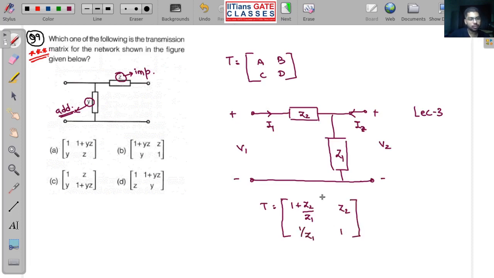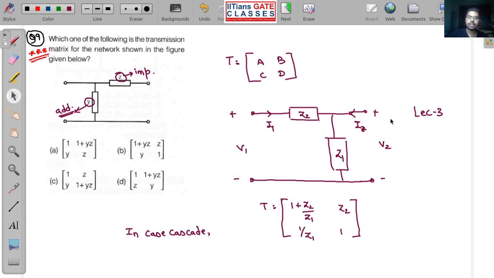Okay, this we know. And we know another result, that in cascade the equivalent T parameters is just multiplication of the individual T parameters of the network. Okay, in cascade we know T parameters, they multiply. So now with these two in mind, how are we going to solve this question? Let us see.